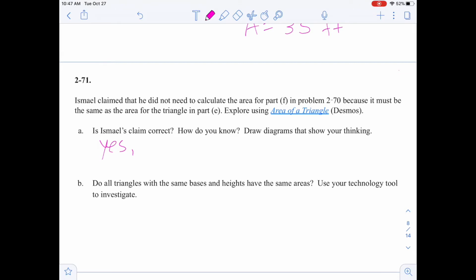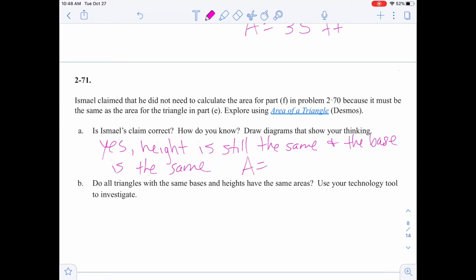So how do we know? Well, we know that the height is still the same, and the base is the same. And then the area formula is always half your base times your height. So if you're multiplying the same base and height, it'll be the same.